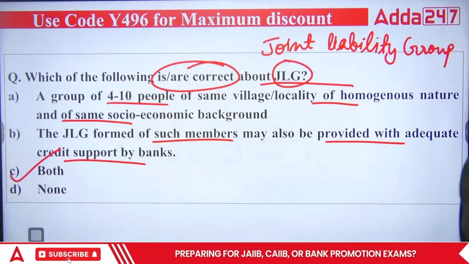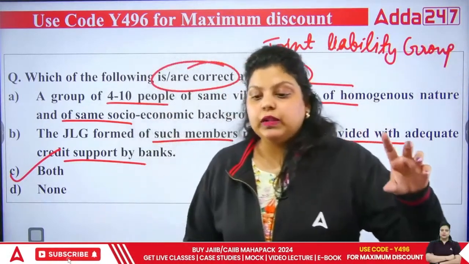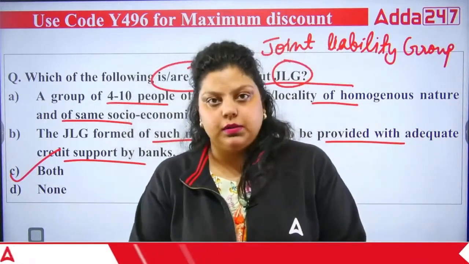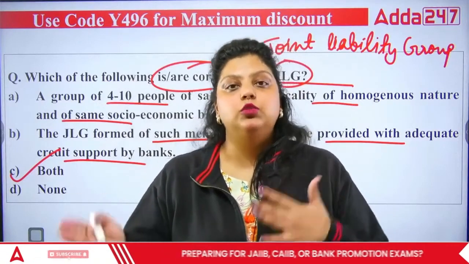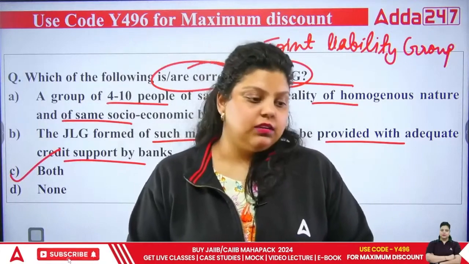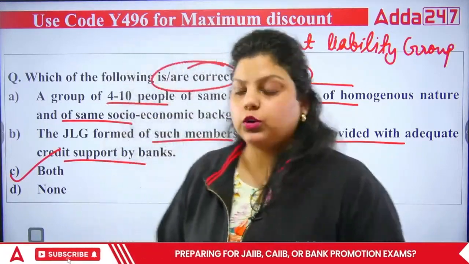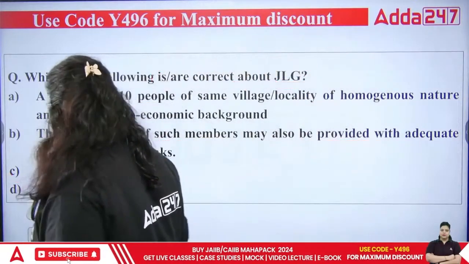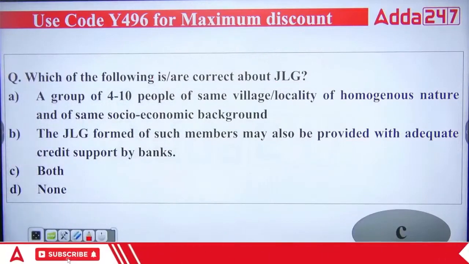Okay, so the basic difference between self-help group and joint liability group is that in a self-help group you will find 10 to 20 people. In a joint liability group you will find 4 to 10 people. In self-help group, the objective was to promote savings, and in the joint liability group the objective was to fulfill the credit requirement of the group. So the right answer is C, that both are correct statements about the joint liability group. So your right answer will be C.